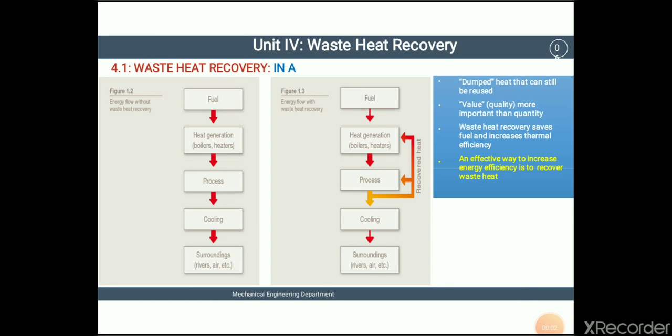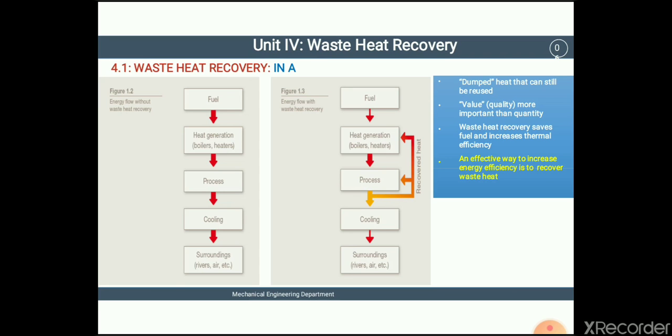First of all we will see what is waste heat. Simply we can say steam which is coming out of the steam turbine may contain some amount of heat. Flue gases coming out of the gas turbine power plant also contain a large amount of heat, and the exhaust gases coming out of automobiles also contain some amount of heat.